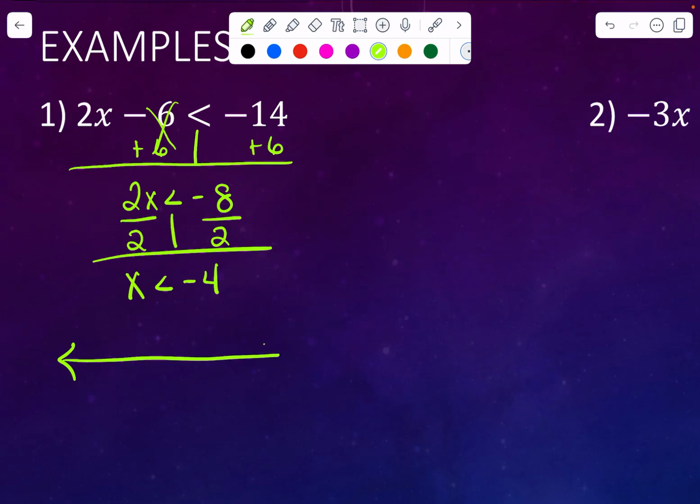So now I come down here to graph it. I'm going to go negative 4, 0, 4. X is less than that, so it is an open circle, and I shade to the left. And there is our solution.